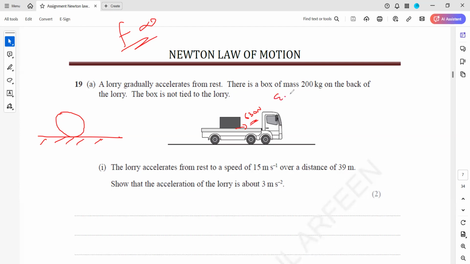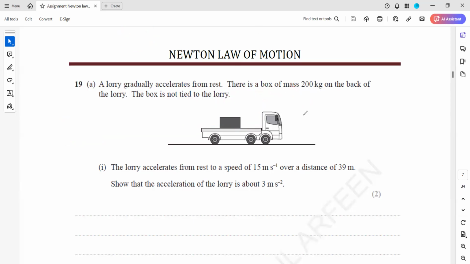So with this one, the acceleration can be 3.15. But what if the truck was having an acceleration of 4? The box cannot have an acceleration of 4. As a result, it can only have 3.15. So the friction force is not sufficient to stop this box from sliding, so this box will slide off from the truck.